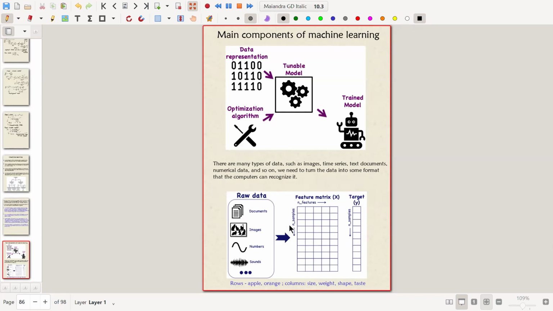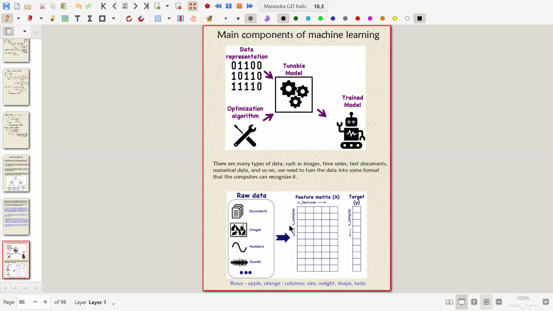These are some of the main components of a machine learning algorithm. You are representing your data, then you have some optimization algorithm. You will see why we need an optimization algorithm. Then you have a tunable model, and then the trained model, which you can actually apply. You can ask the machine, is this an apple? Is this an orange? Or can you predict the exam score?